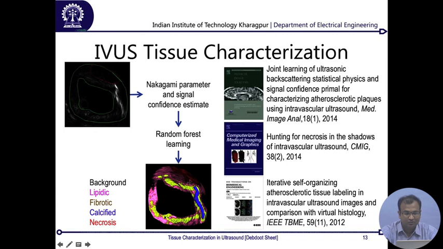This output is just a color blended output of the probabilities. The blue one denotes calcified tissue, red denotes the probability of having necrotic tissue, yellow denotes the probability of having fibrotic tissue, and although we have examples later where I would show you a sharp distinction between the calcified and the fibrotic, which we could identify with this method, pink denotes the lipid deposition.